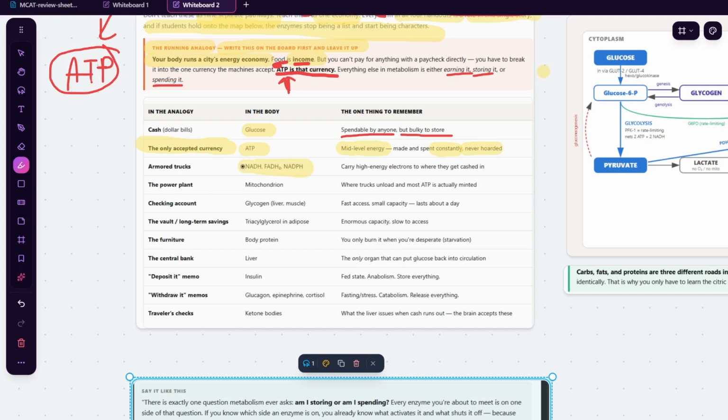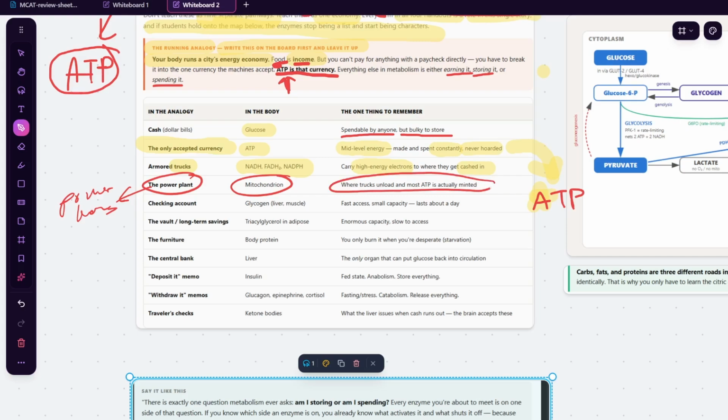And now we have NADH, FADH2, and NADPH. These are like trucks, or transportation, for high-energy electrons to cash in and get, in the end, ATP. Eventually, our goal is to get enough ATP. The power plant, also known as the powerhouse of the cell, is the mitochondria. That's where the trucks unload, and most of the ATP is made. It says minted, but it's made there.